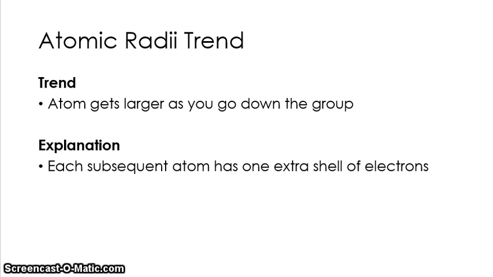So the first trend we need to be aware of is the trend in atomic radii, and hopefully this is quite straightforward. So the trend is that the atom gets larger as you go down the group, and the explanation is that as you go down the group, each subsequent atom has got one extra shell of electrons, which means the outer electrons can be further away from the nucleus, which of course means that the atomic radii is going to be bigger.